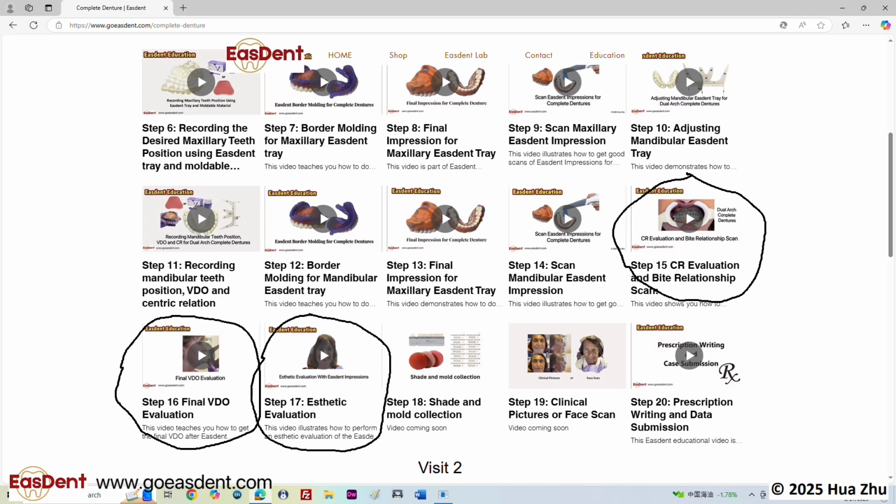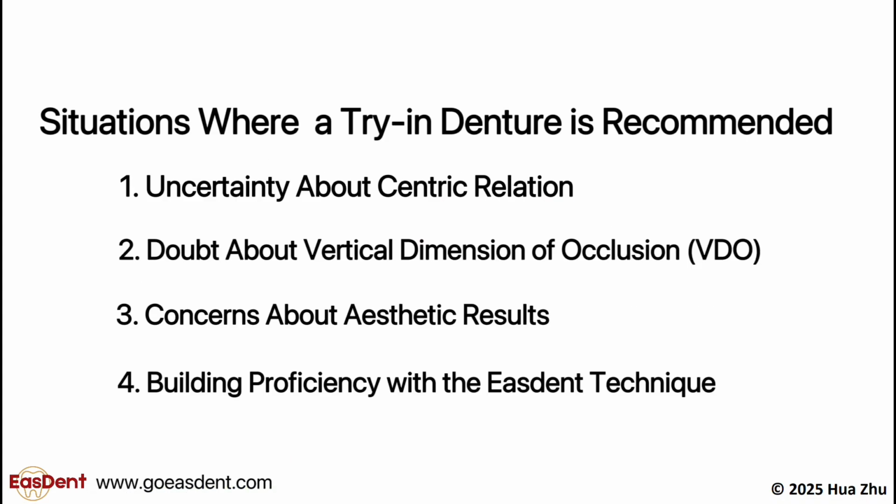By following the evaluation steps, especially steps 15, 16, and 17 for centric relation, vertical dimension of occlusion, and aesthetic evaluation, you can effectively simulate a denture try-in. In most cases, this means you do not need a separate denture try-in visit. However, there are certain situations where a try-in denture may still be needed.